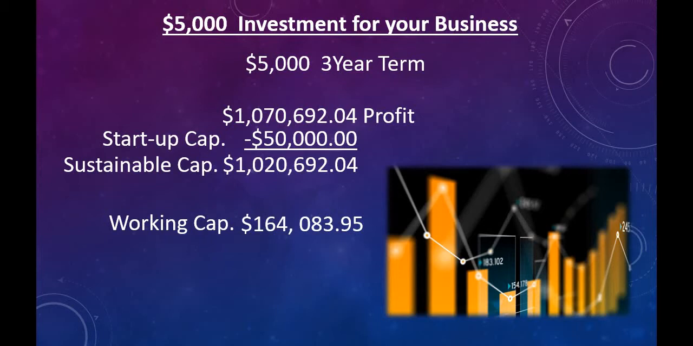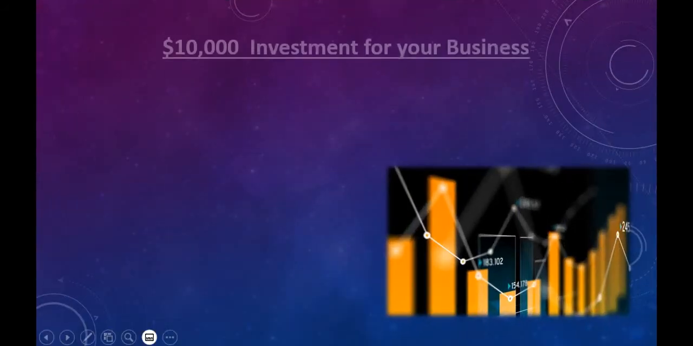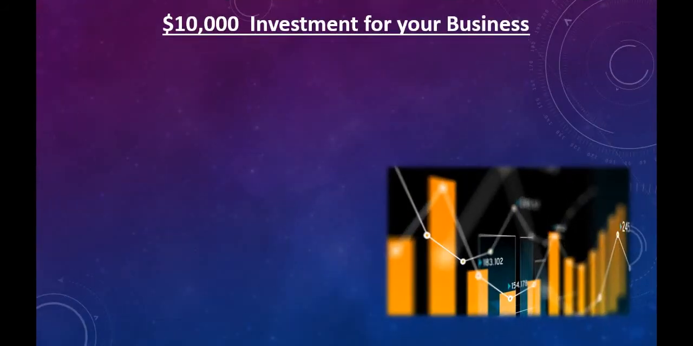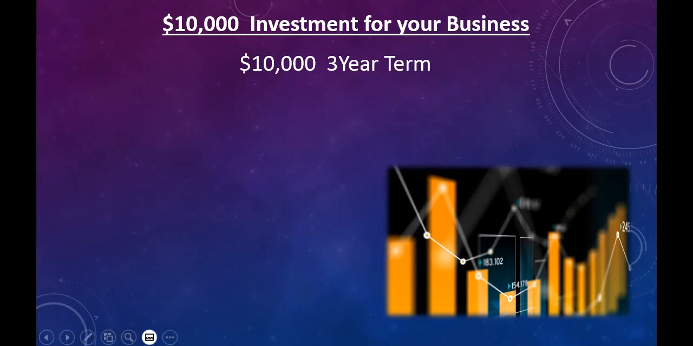Okay, so now let's look at the $1 million. No, not the $1 million setup. I'm going too far. Let's look at the $10,000 setup. You invest $10,000 into your business, and we're going to do this for a 3-year term, but I am going to show you what it's going to look like for a year if you start with a $10,000 investment for 1 year. So let's look at that real quick.